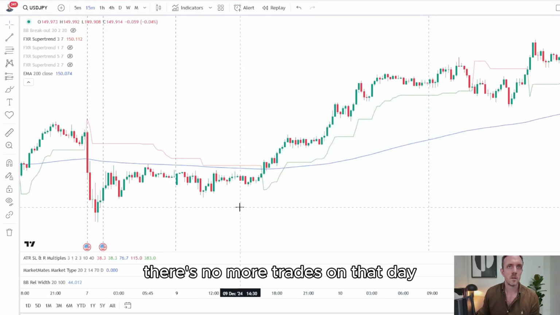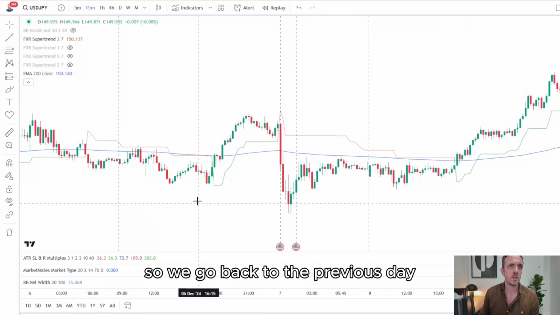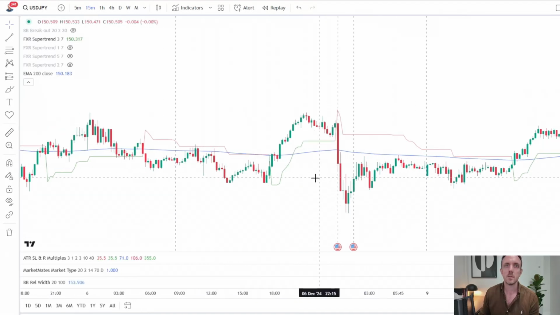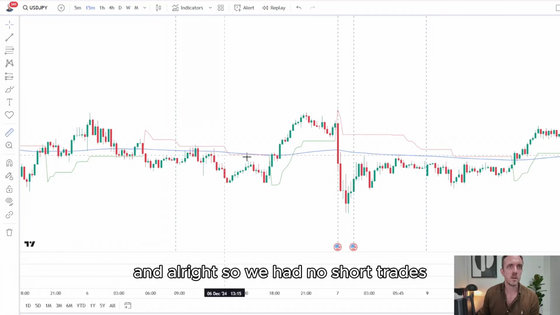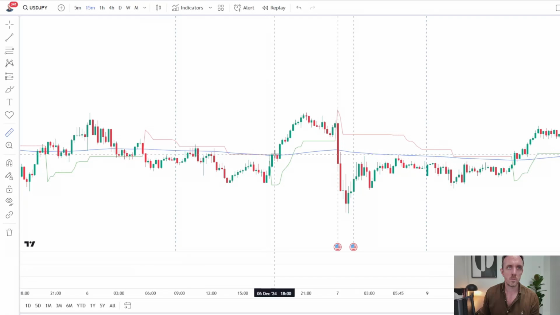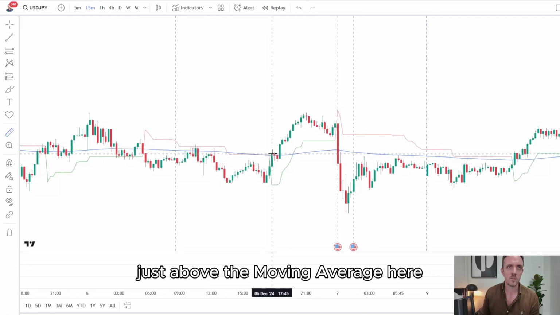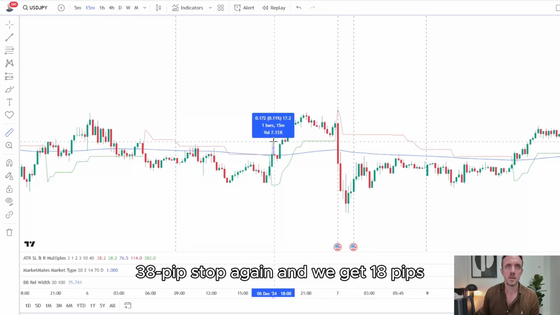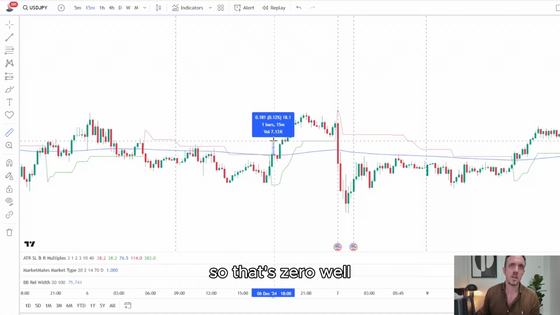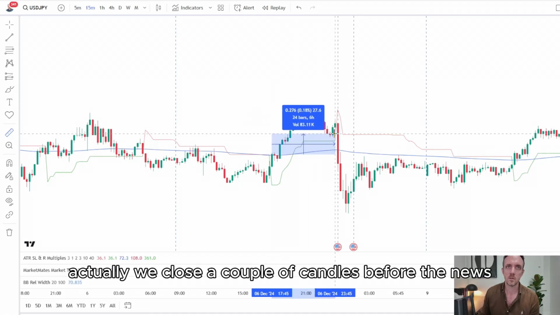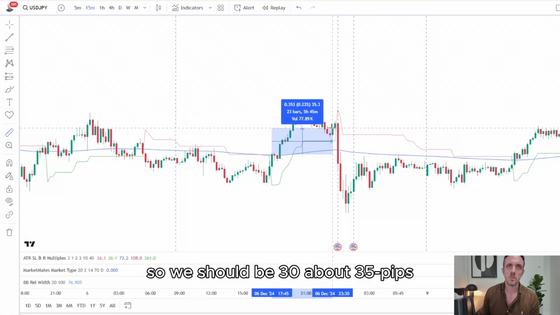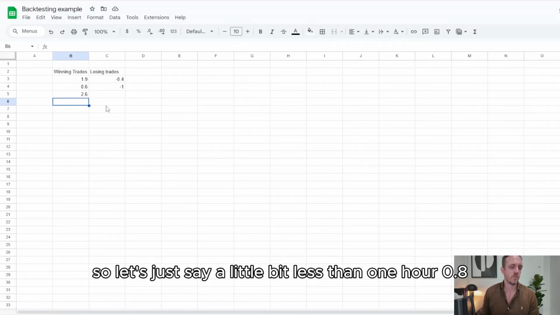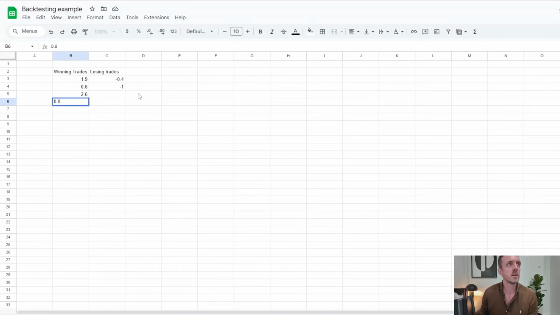Okay. There's no more trades on that day, so we'll go back to the previous day. And right, so we had no short trades. Super trend and price just above the moving average here. So we do get a trade. 38 pip stop again. Wow, actually we closed a couple of candles before the news. So we should be about 35 pips. So let's just say a little bit less than 1R. 0.8. Okay.